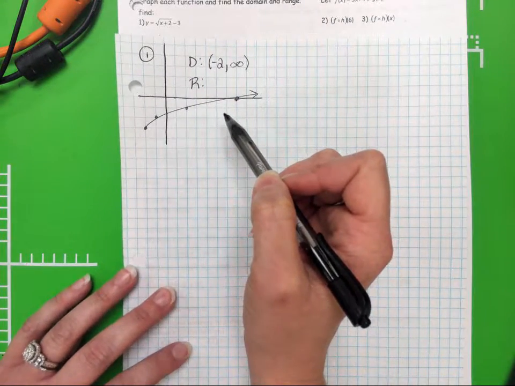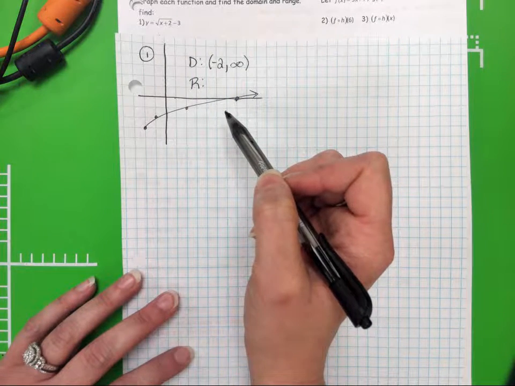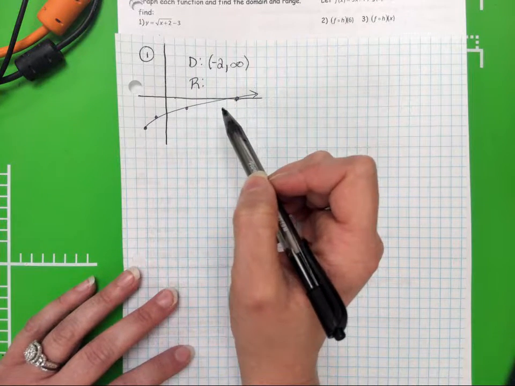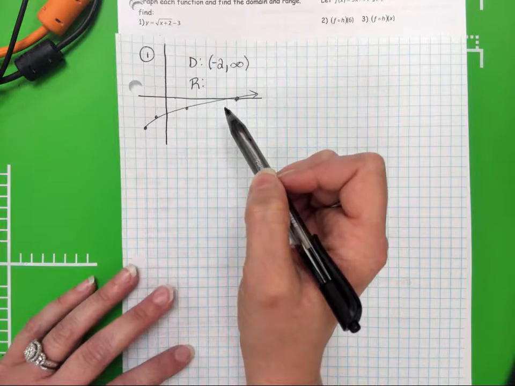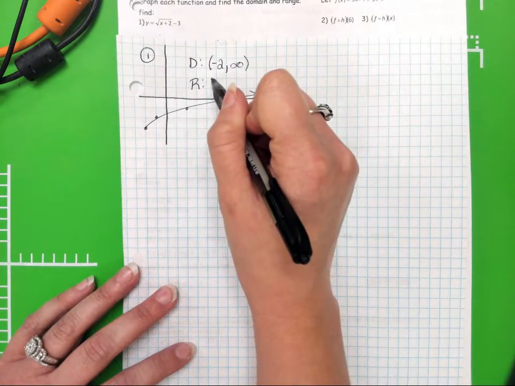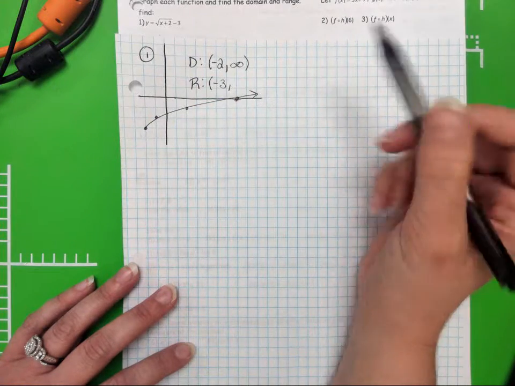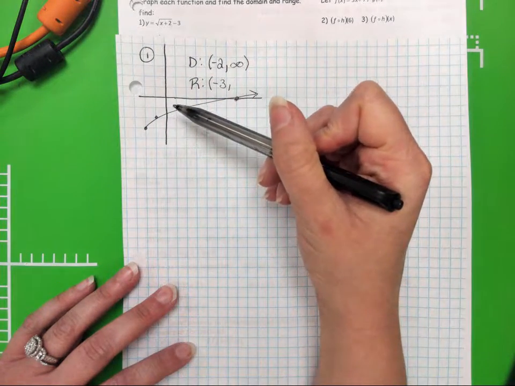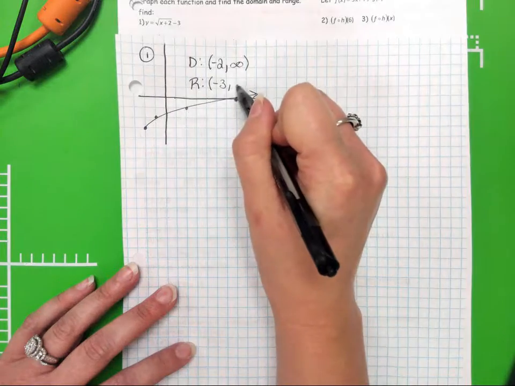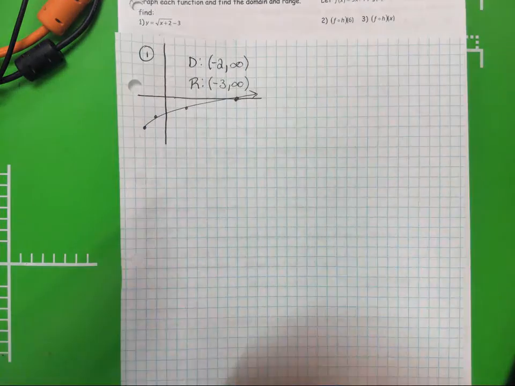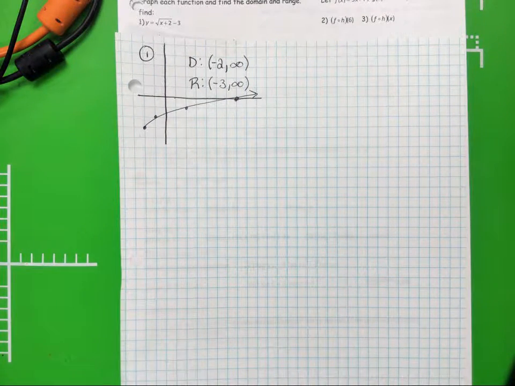Alright, what about range? Range is from where to where? Bottom to top. What's the bottom y value? Does it hit -3? Nope, so it gets a parentheses. And then slowly, where is it going up to? Infinity. And the infinities always get a parentheses. Y'all okay?